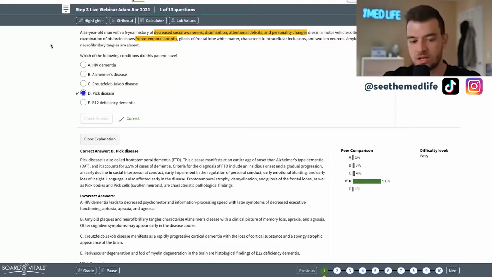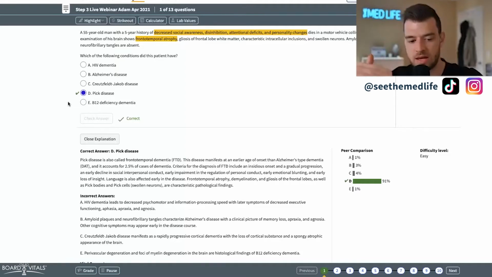So what I do before I go to the stem is I just scan through the answer choices. And I'm just looking quickly to see what kind of diseases, and this is the perfect example. So we go through HIV dementia, Alzheimer's disease, Creutzfeldt-Jakob disease, Pick disease, B12 deficiency. So I know this is going to be something neurologic. Something in this stem is going to point me neurologically.